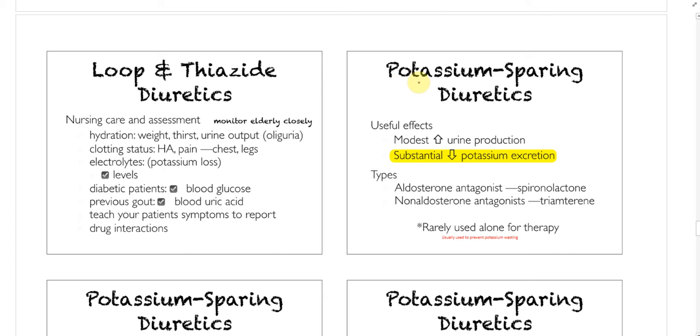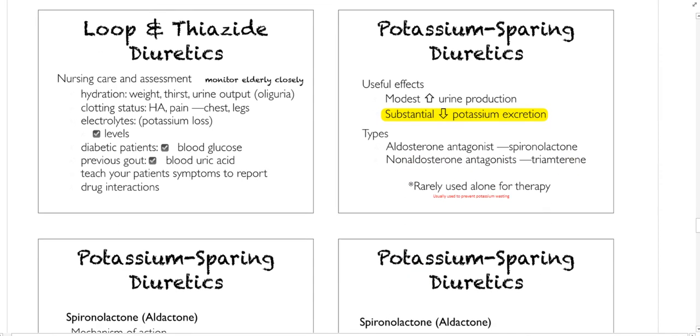So now moving on to our potassium-sparing diuretics. These are going to have a decent amount of urine production, but the main reason we take them is to combine them with our loop and thiazide diuretics to help offset the loss of potassium. So we've got our aldosterone antagonist, which is spironolactone, and our non-aldosterone antagonist, which is triamterene. As was mentioned, they are rarely used alone.